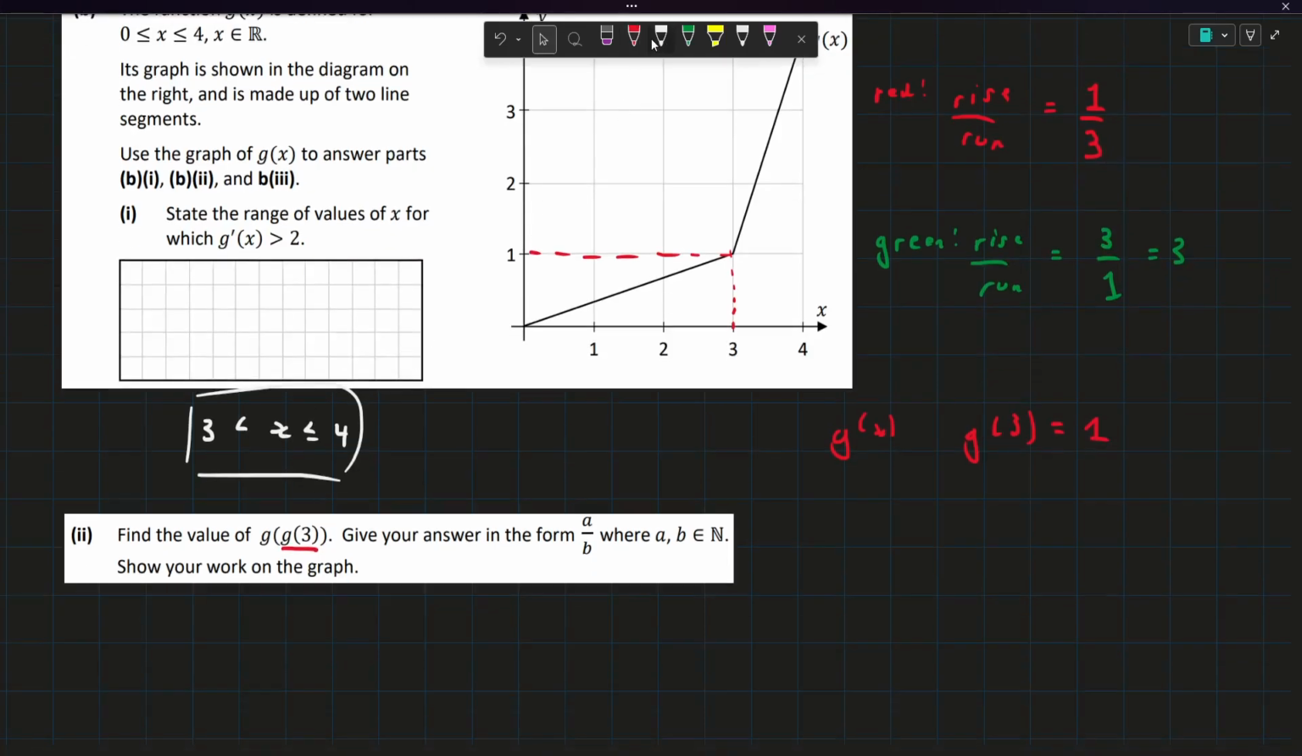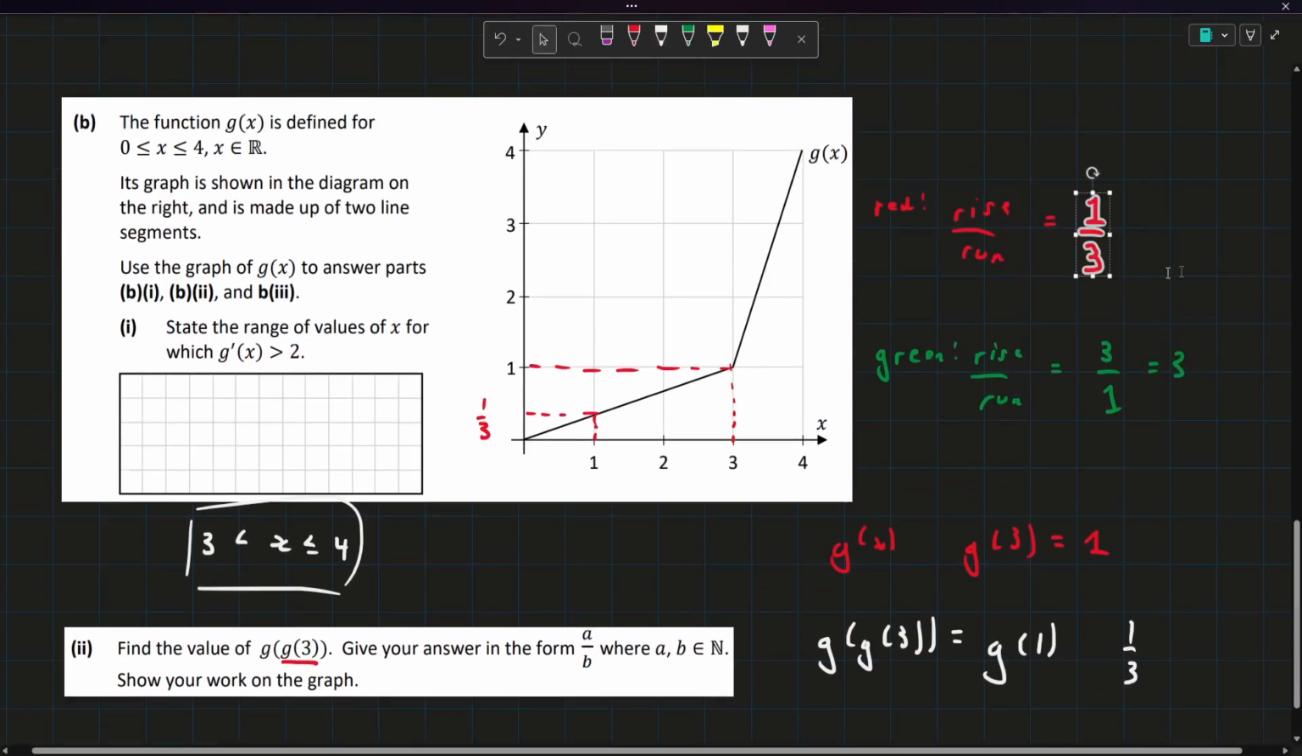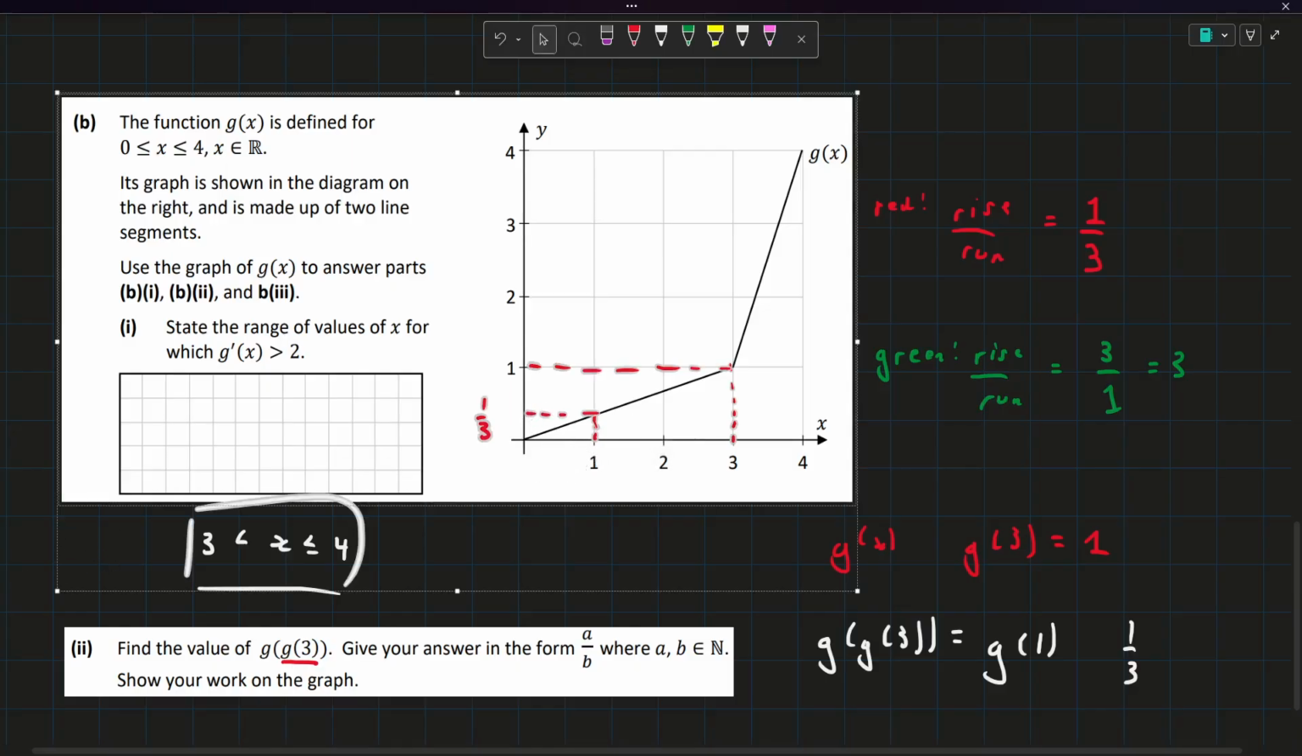And then we want g of g of 3. And we know that g of 3 is 1. So we want to figure out what is g of 1. So again, you can use the graph to figure it out. And you draw a line across. And it turns out that this number here is 1/3. So you'd give your answer as 1/3. You might be asking, why is it 1/3? Well, that's because the slope is 1/3. So you can see that the value at 3 is 1. And it's a straight line, so at 2 it's going to be 2/3, and at 1 it's going to be 1/3. So that's how you would do that.